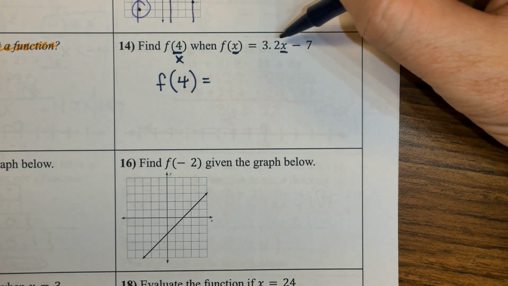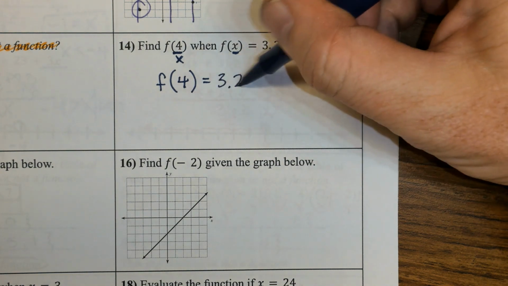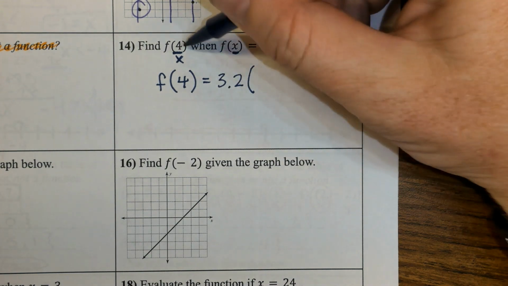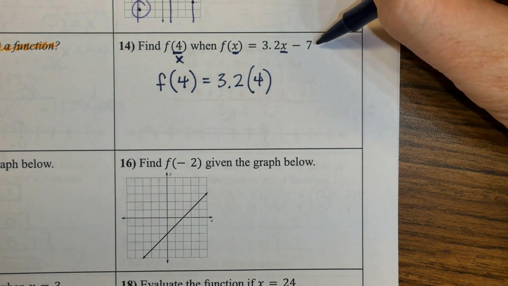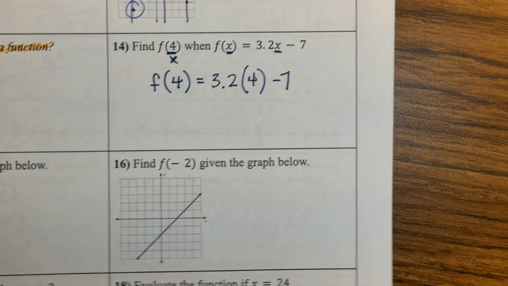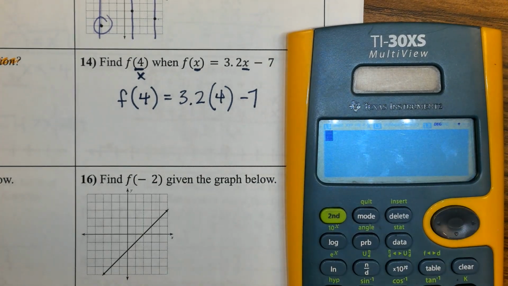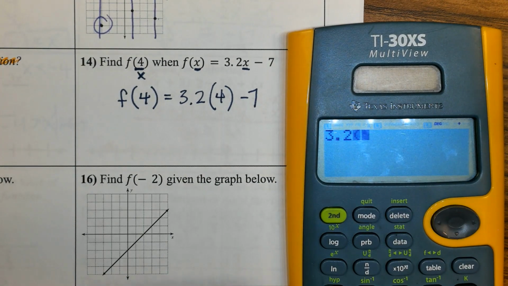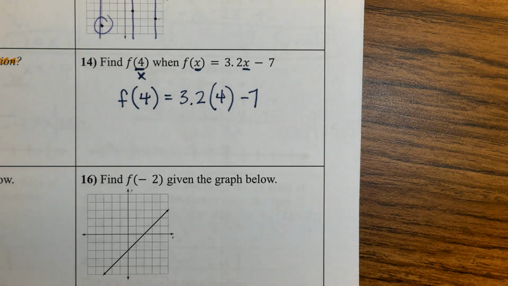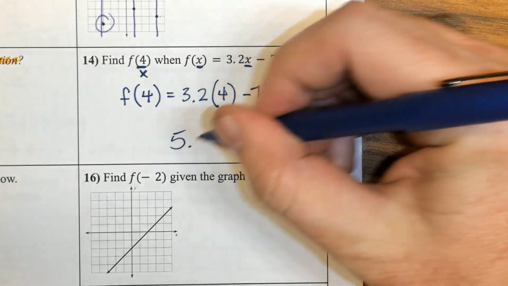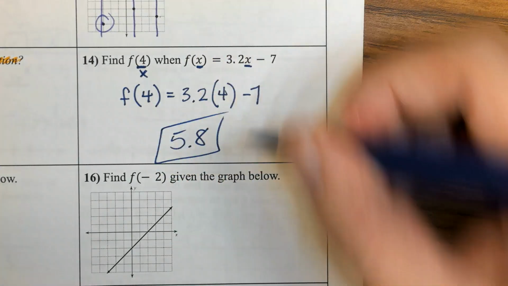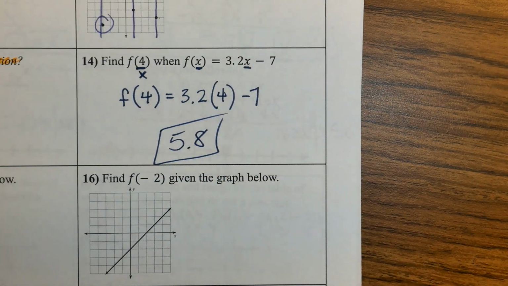equals 3.2x, so 3.2 parentheses 4. And then don't forget minus 7. And because I can type this in, I'm going to do so. So I have 3.2 parentheses 4 minus 7, 5.8. And I'm done with this one. Look at that. Easy question, I hope.